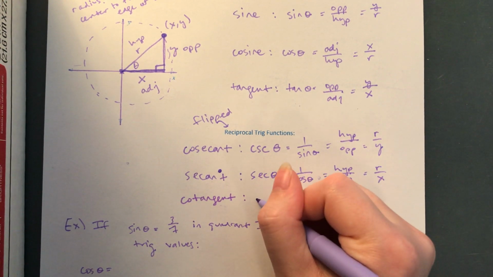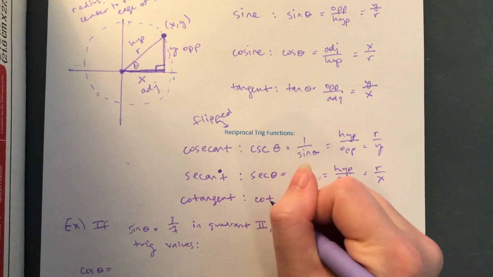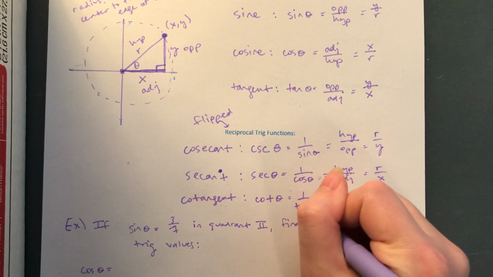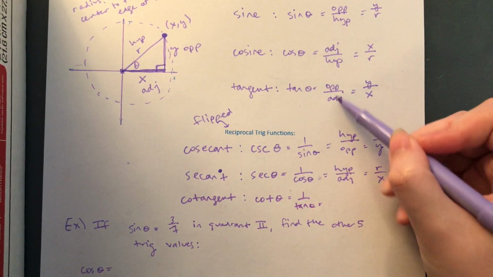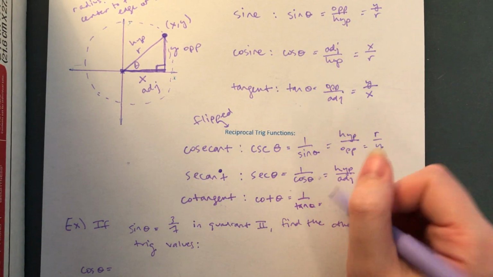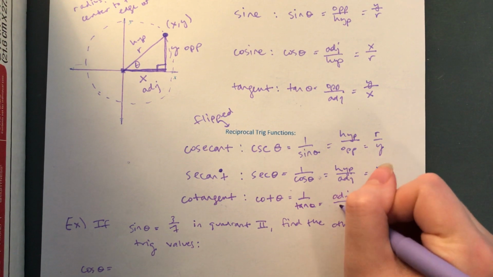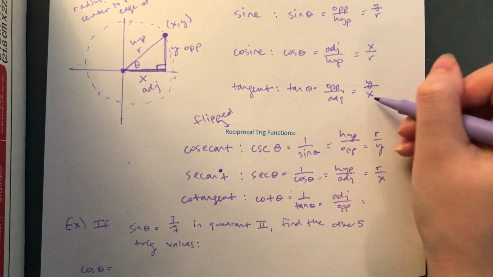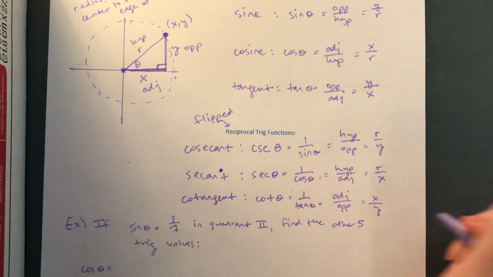And then lastly, tangent's buddy is cotangent. And cotangent is abbreviated COT, cotangent theta. So it's 1 over tangent. So that means we just take the tangent function and flip it. So instead of opposite over adjacent, it's adjacent over opposite. So instead of it being y over x, it's x over y. So you just flip them.